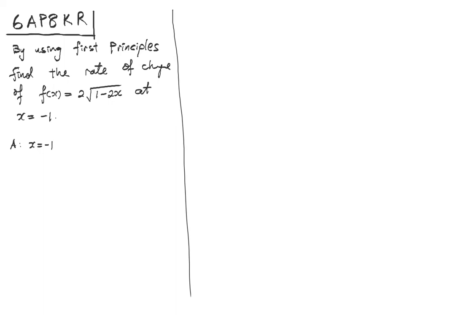Okay. So therefore, my f(1), that is the y coordinate, f(-1). So this will be equal to 2 times square root of 1 minus 2 times -1. That is 2 root 3. So you simplify step by step. Okay, point B.